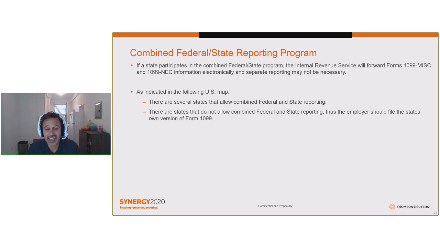There are about 30 states that are in the federal state filing program, and there are a few states that do not allow the filing in a combined status with the federal government, where an employer may or may not have a requirement at the state level. We'll get into the state pieces. Some states have requirements where 1099s only need to be filed if you've done any state withholding. Some states don't want them at all. And some states will want them regardless, even though they're not in the federal state program.